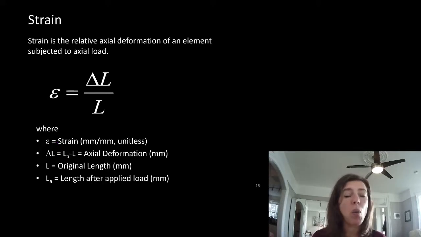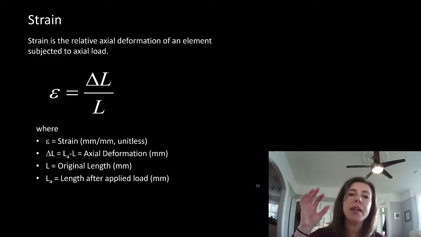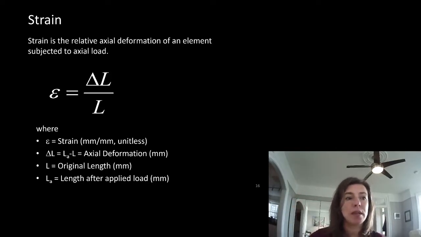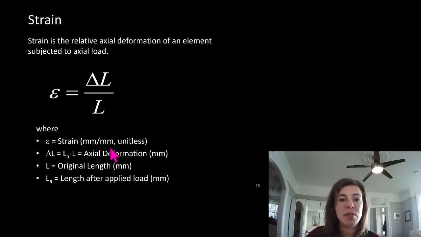So it doesn't matter what units you're talking about, your strain remains the same, as long as you're calculating it in the same units. So if this was inches divided by inches, it would be the exact same strain as if it was millimeters divided by millimeters, or meters divided by meters. Why are we talking about it in millimeters?